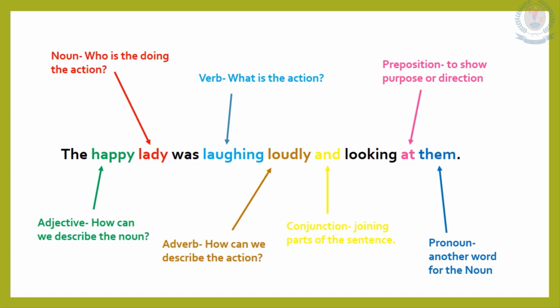Now let's look at the preposition showing purpose or direction. At. And your pronoun once again is them. The happy lady was laughing loudly and looking at them. I hope you understood parts of speech.